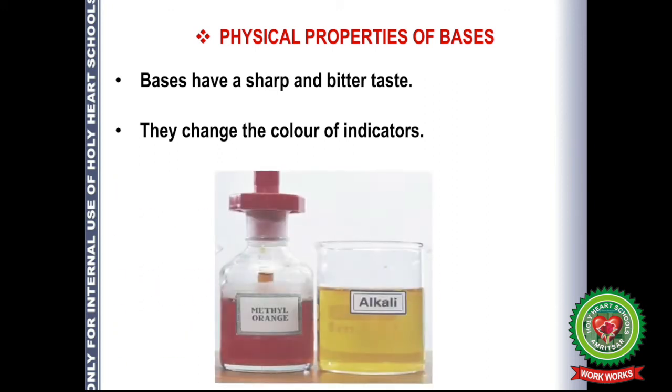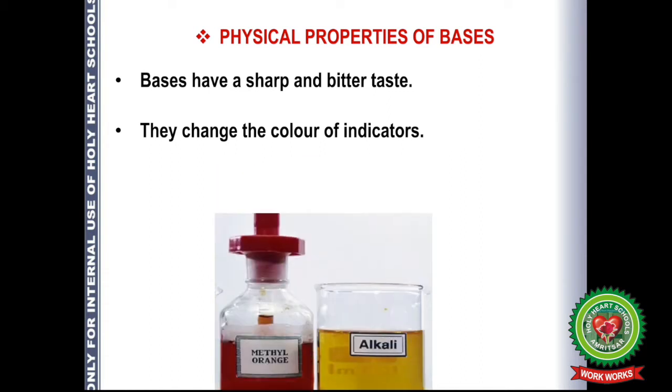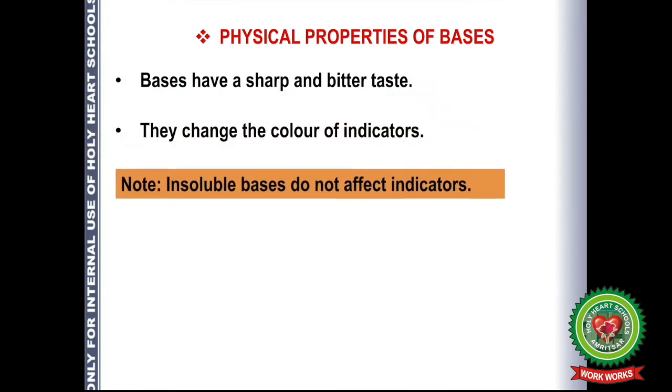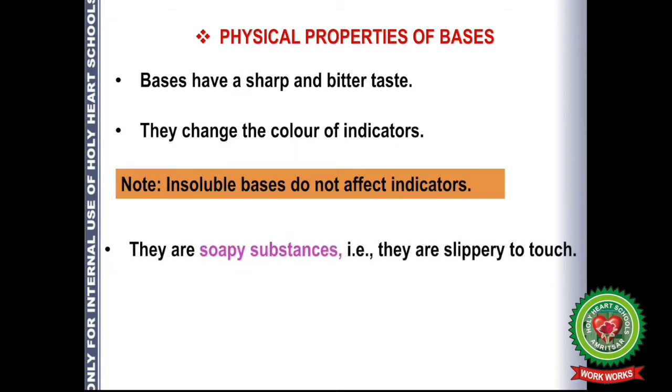The third one is methyl orange. When methyl orange is added to a base, it turns yellow. So we should remember these color changes when an indicator is added to a base. But we should remember that insoluble bases, the bases that are not soluble in water, do not affect indicators. We should also know that bases are soapy substances, that is, they are slippery to touch. They are strong electrolytes.